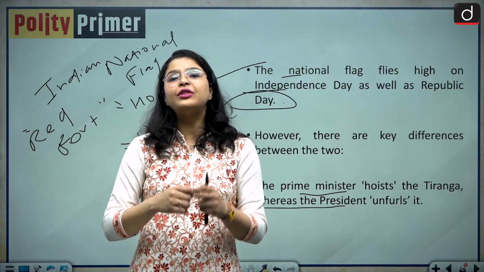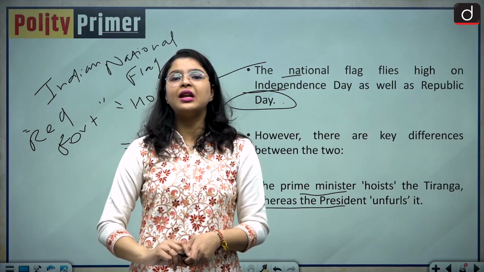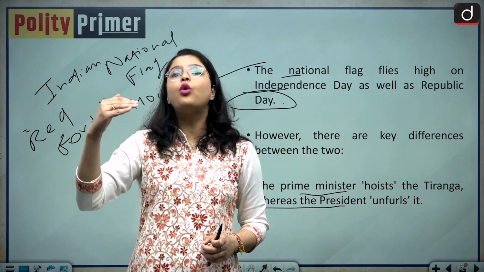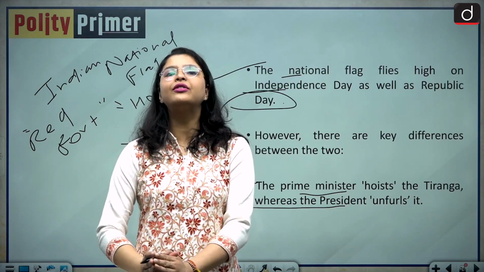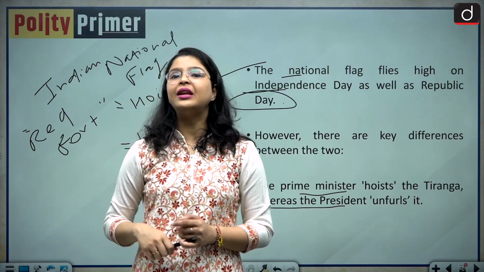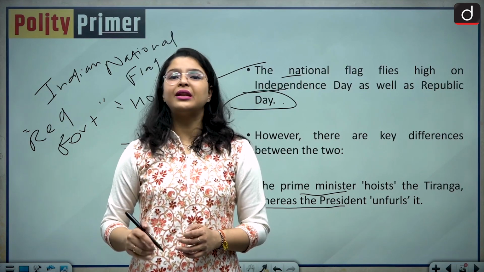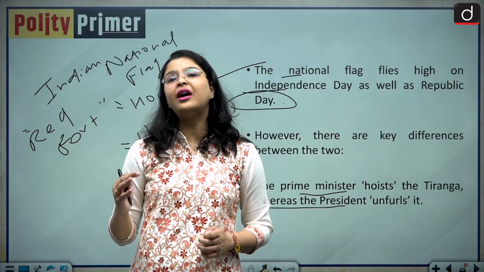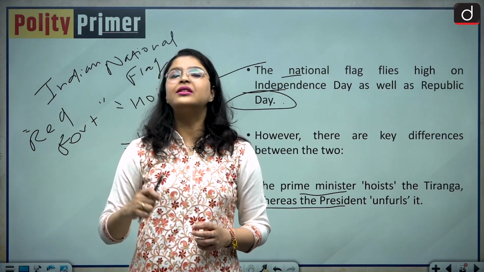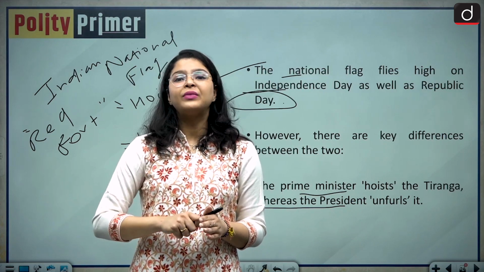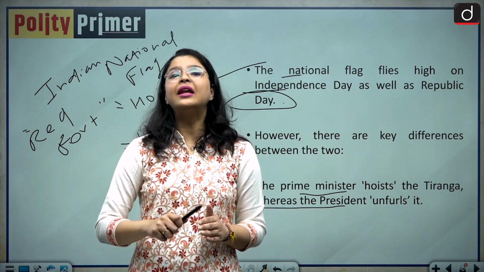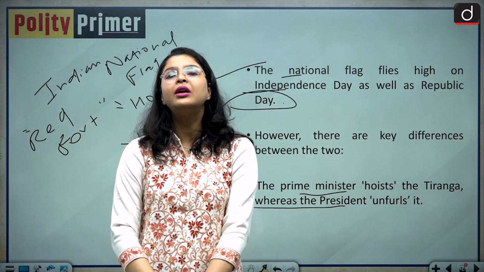On Independence Day, we actually pull up the strings of the Indian national flag, and the Prime Minister hoists it from the Red Fort. On the other hand, on Republic Day, we have realized that we are finally independent and a republic nation, and that is why the President of India unfurls the flag. And this is the key point of difference between hoisting the Indian national flag on Independence Day and unfurling it on Republic Day.